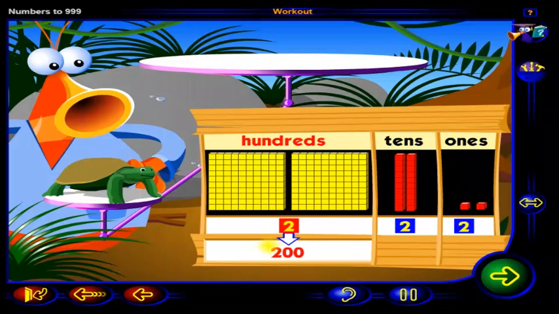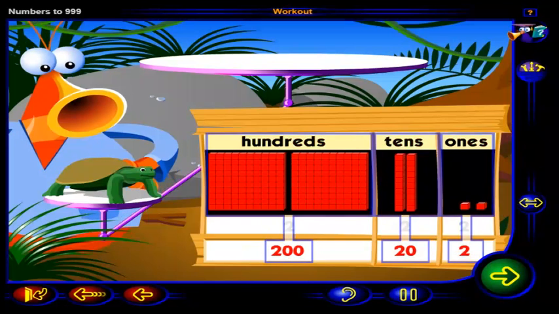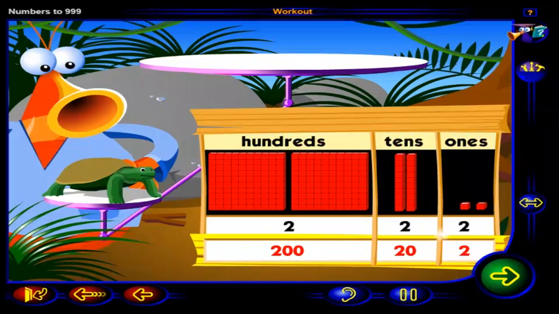Two hundreds is 200. 2 tens is 20. 2 ones is 2. These are the values in each place of the number you're asked to find. Click on these values.